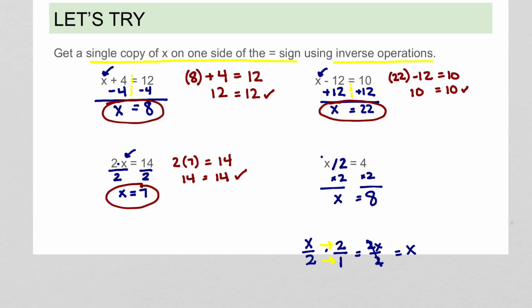Okay? So if the whole inverse operation idea doesn't make sense to you, work it out like that. It'll help. And let's see if that's accurate. Well, instead of x, I'm going to say 8 divided by 2 equals 4. 8 divided by 2 is 4. I haven't done anything to the right side. It's still 4. That is indeed a true statement. So 8 is a value for x.